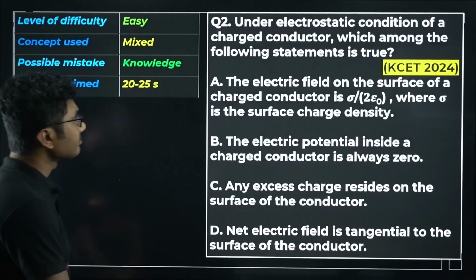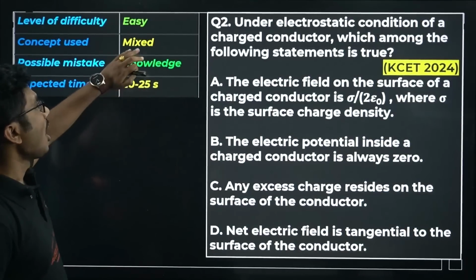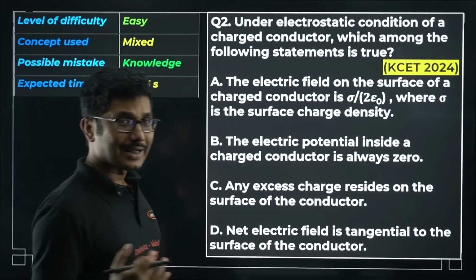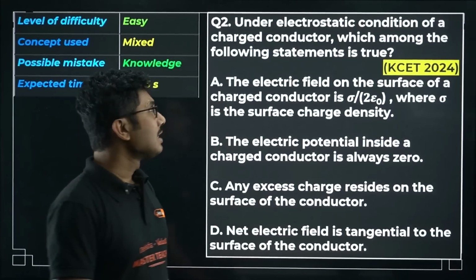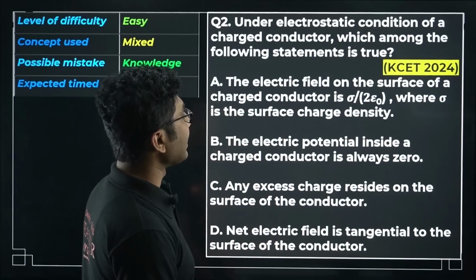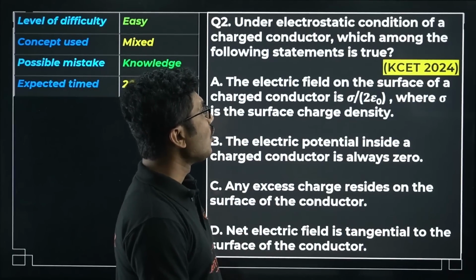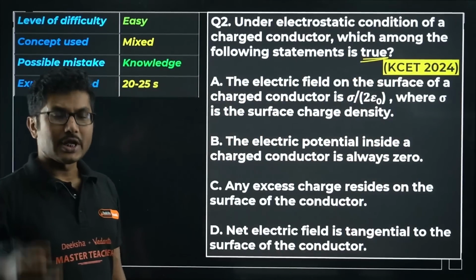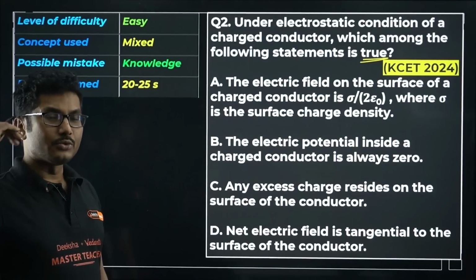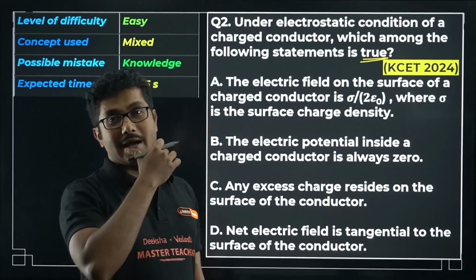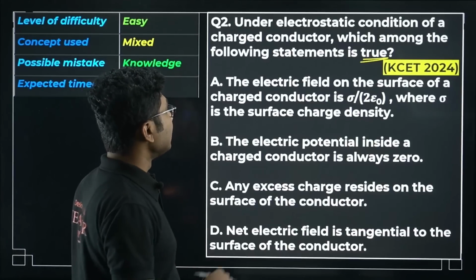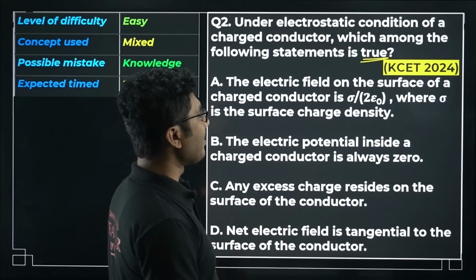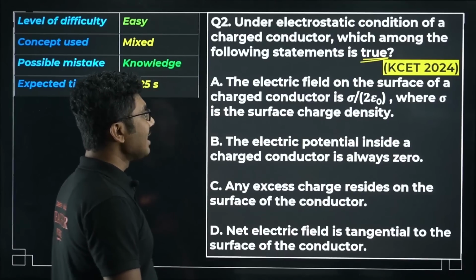Now next question. Again, it's an easy question, though a mixed level question, but it's a knowledge based question. That means you have to know the concept to answer such a question. Under the electrostatic condition of a charged conductor, which among the following statements is true? So very important true and false questions. Here only one statement is true, so you have to read all the 4 statements, and the rest of the 3 are false. The electric field on the surface of a charged conductor is sigma by 2 epsilon naught, where sigma is the surface charge density.